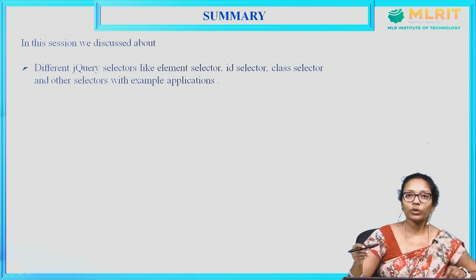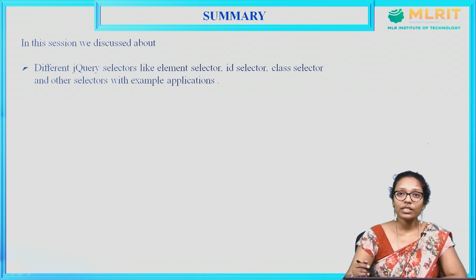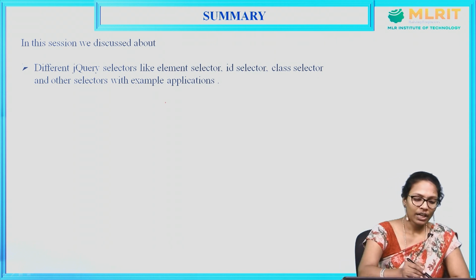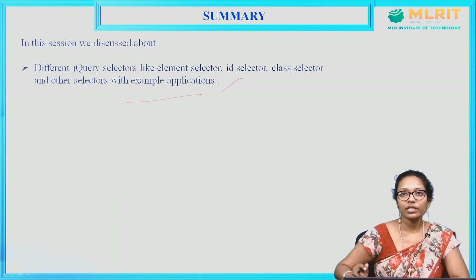So that's all about the jQuery selectors. So we discussed the basic jQuery selectors like class, this, ID, the tag name, and also the other selectors like star, p.intro, p:first, and so on. And we have also seen some example applications in this video.